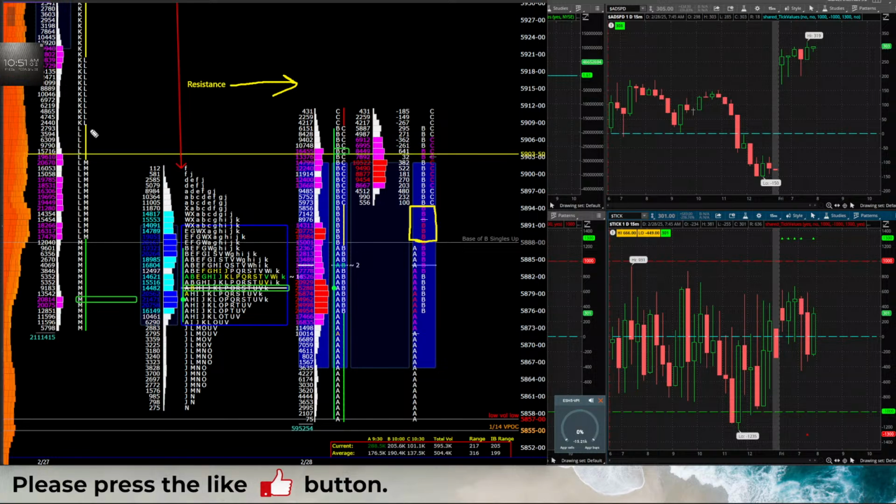Okay. So you can see from yesterday, there's a set of single prints here. And from today, there's a set of single prints here. Now, what do single prints mean? Well, they mean different things at different times.